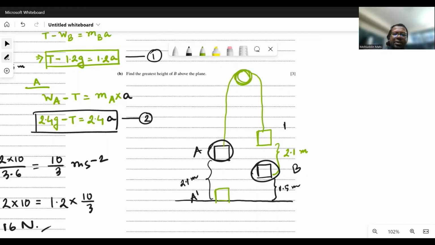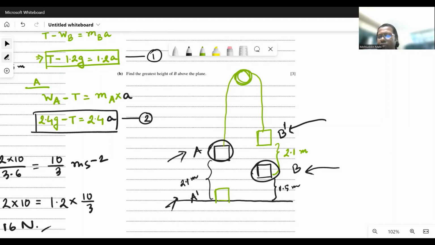So here you can see that particle A and particle B, that was the initial position of both the particles, and A prime and B prime is the position of the particles after we have released the system. All right. Now what will happen?